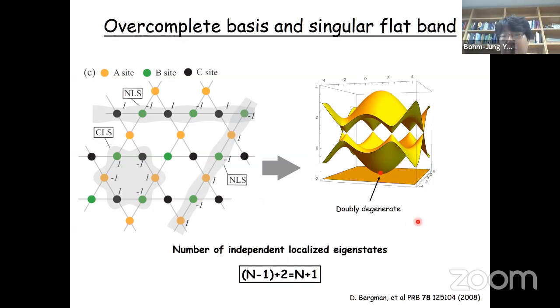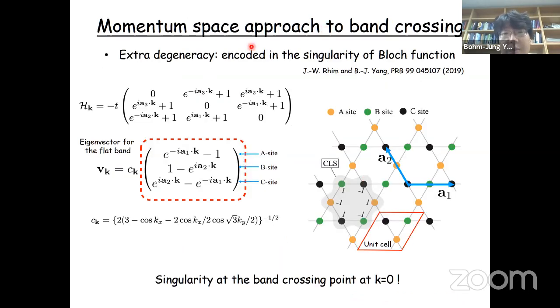This is a nice picture proposed by a paper from Leon Balents' group a long time ago. But in our recent work, we provide a momentum space approach to the same problem. In our viewpoint, this extra degeneracy at the gamma point is encoded in the singularity of the Bloch wave function. Let me explain what this means in detail. The tight-binding Hamiltonian describing the Kagome lattice has this form, and the corresponding eigenvector for the flat band is given like this. Here, C_k indicates the normalization factor.